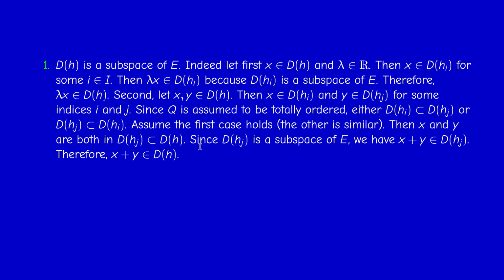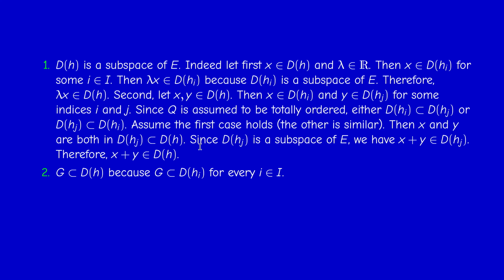Okay, then both x and y belong to D_{h_j}. But D_{h_j} is a subspace of E, so it's stable under addition. So the sum belongs to D_{h_j}, which is a subset of D_h. So we took 2 elements in D_h and proved that their sum is again in D_h. So this is the first point, that D_h is really a subspace of E.